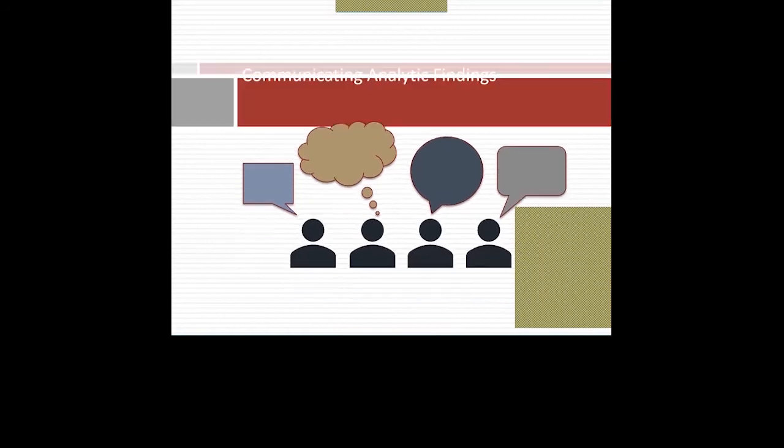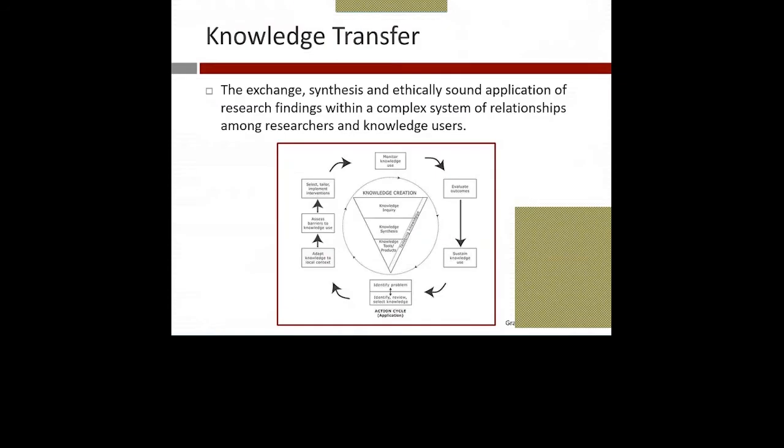And so when we talk about communicating analytic findings, we're really talking about knowledge transfer, and this is a whole field of study. But just briefly, I wanted to share the definition of knowledge transfer. It is the exchange, synthesis, and ethically sound application of research findings within a complex system of relationships among researchers and knowledge users. And you see there on the screen this image, which is one that has been created in the research on the field of knowledge transfer.